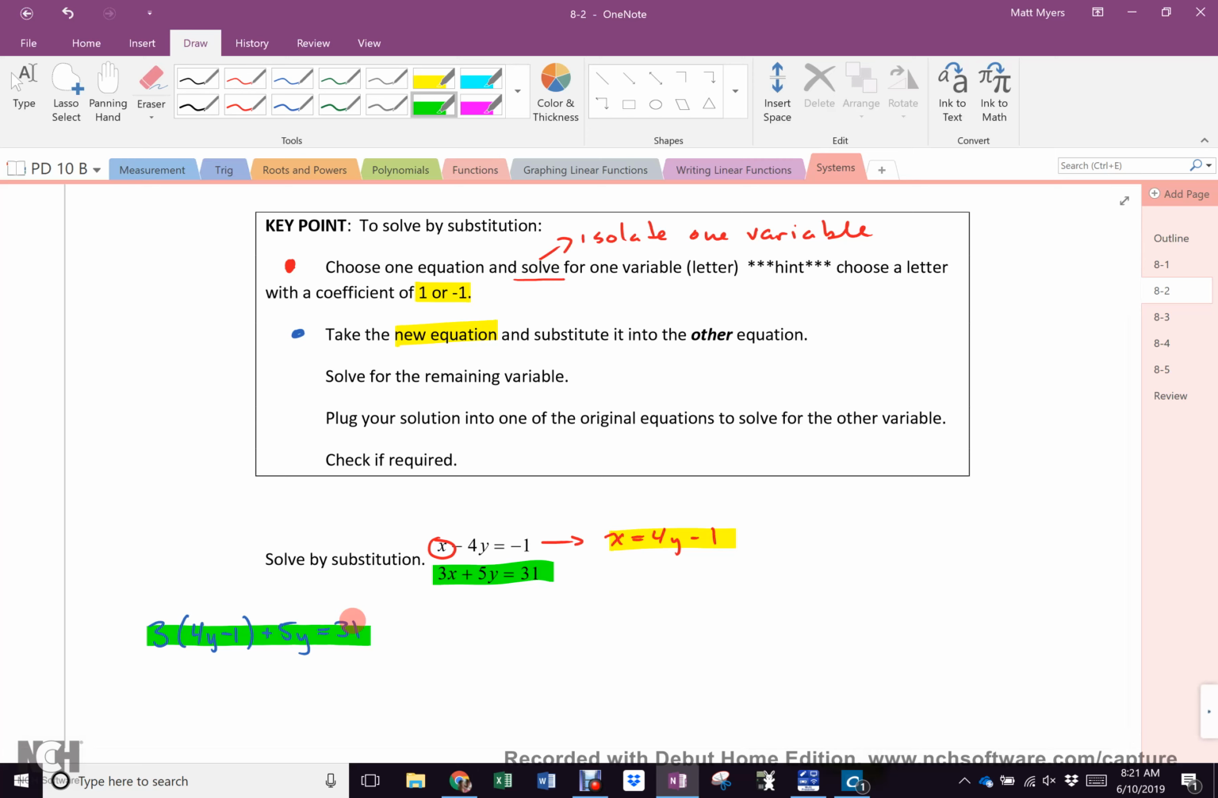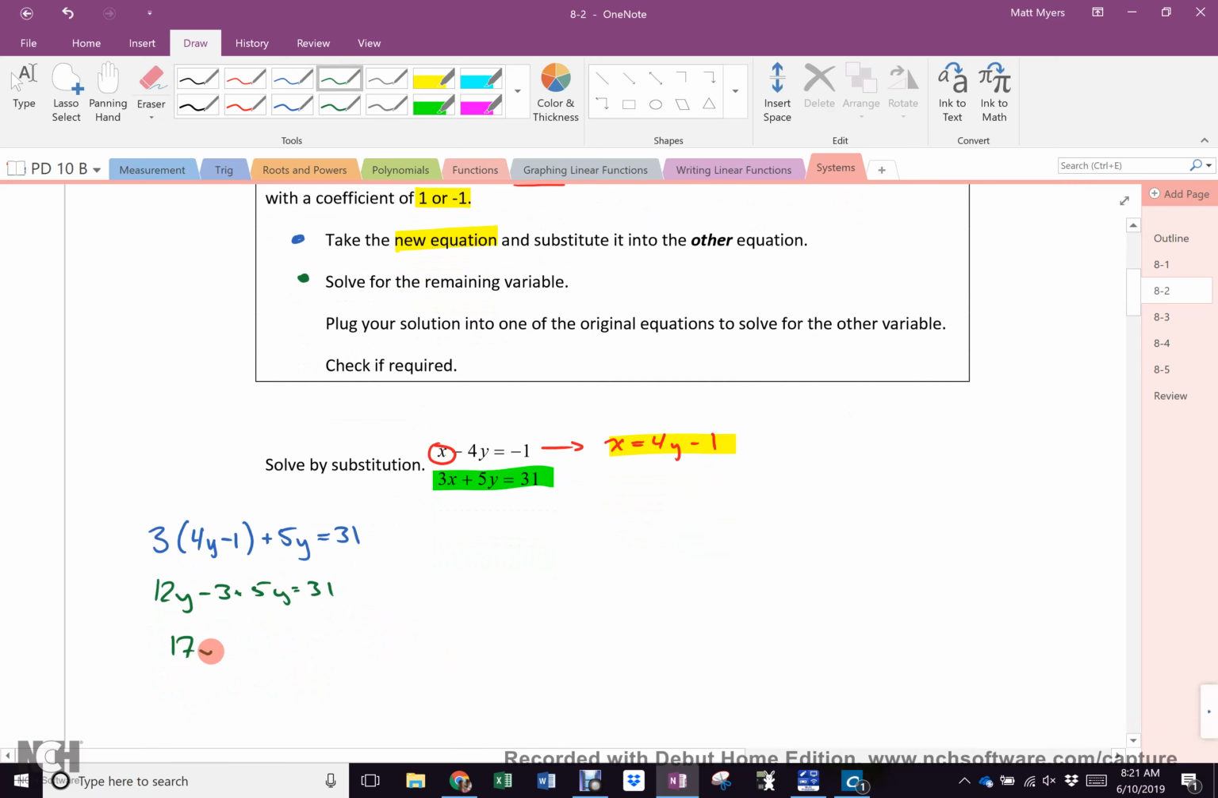Anyway, why is the bottom one solvable? Because there's only one variable. So, in green, let's solve for that remaining variable. So what does this become? 12y minus 3 plus 5y equals 31. Now what? 17y minus 3 equals 31. Now what? 17y equals 34. Now what? Y equals 2.